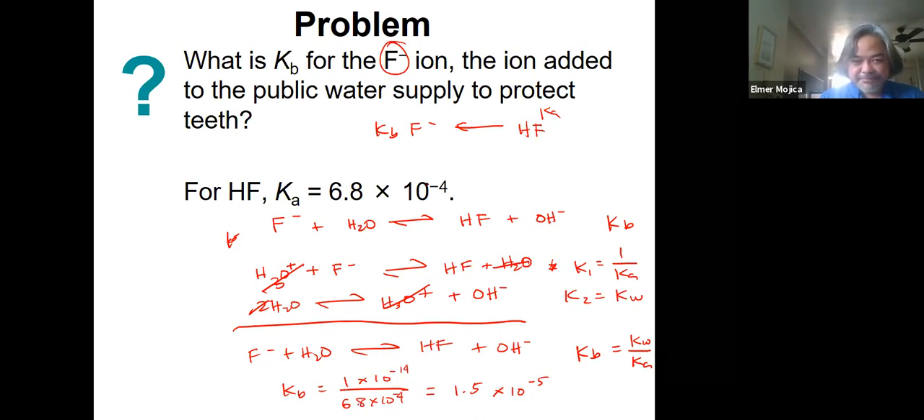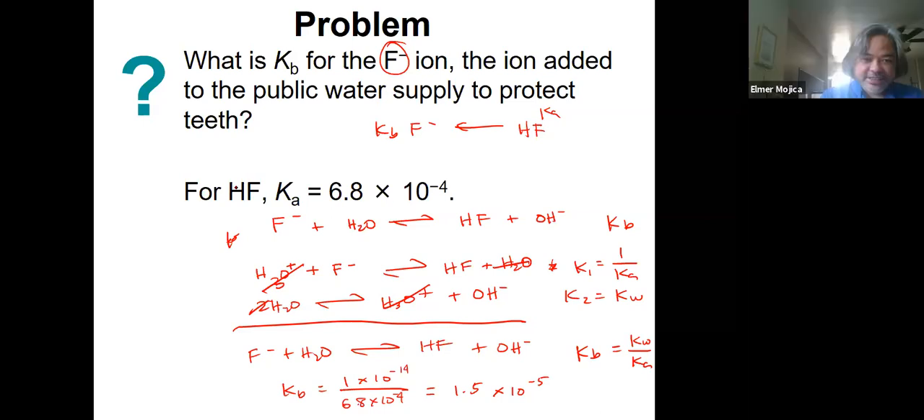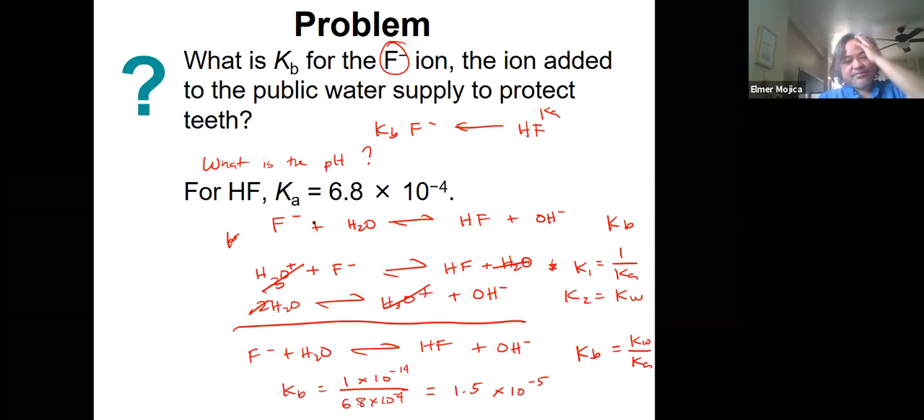Everyone got that? Yes. Because I can also ask you, what's the pH? Oh, you cannot get the pH here because you're not given the concentration. You're just being asked for the Kb. I think the next question is where we can get the pH, like this one.